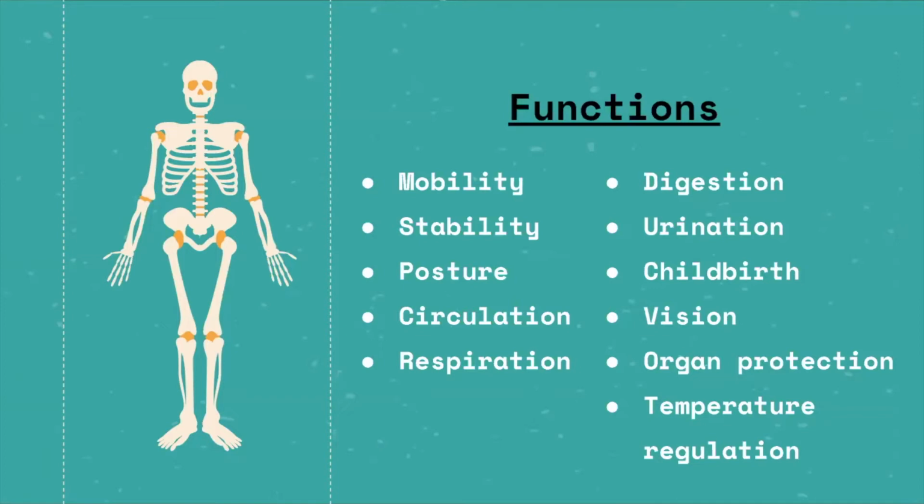Okay, so now that we've gone over the functions, does anyone have a question? Yes, the brain is a muscle. It's made up of muscular tissue. But the brain is considered part of the nervous system.